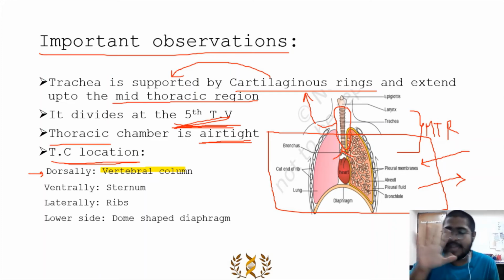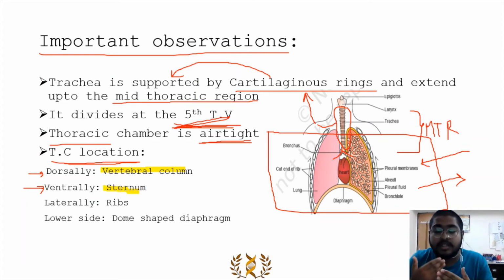from the backside, dorsally supports the thoracic chamber, and ventrally it is supported by a structure called the sternum. Ventrally, from the front, what is the sternum? It is the chest bone which is present on the front side. It covers the thoracic chamber, and laterally it is covered by the ribs, all right.